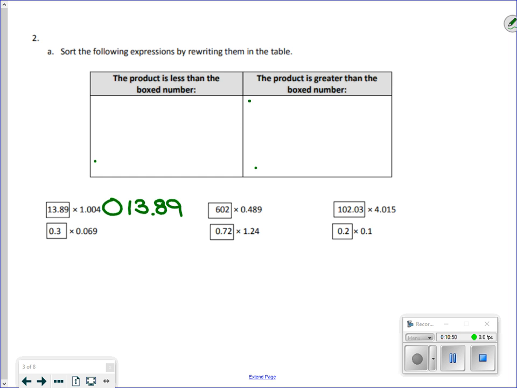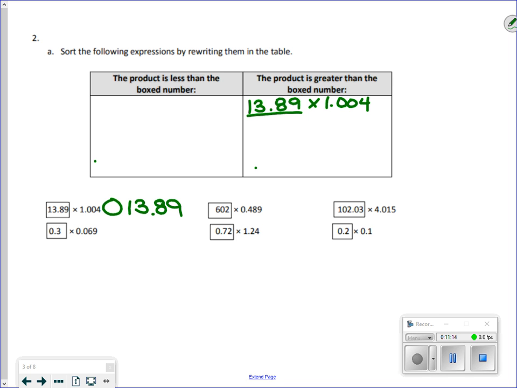So 13 and 89 hundredths times 1 and 4 thousandths is going to get larger, because this number is going to get bigger, because I'm multiplying it by a number that's bigger than 1.